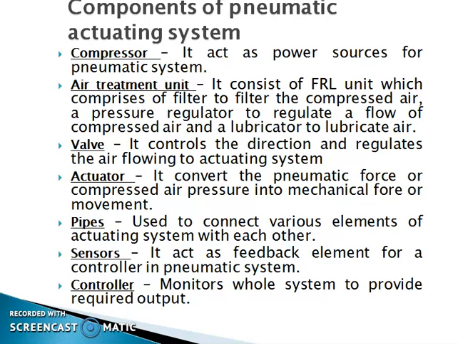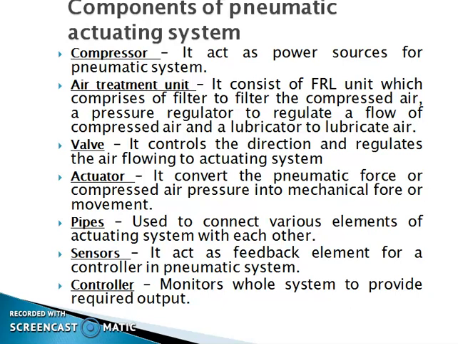Next is the components of a pneumatic actuating system. A pneumatic actuating system has a compressor and air treatment unit, valve, actuator, pipes and sensors. The air compressor supplies the flow of compressed air. The air treatment unit consists of a filter, a pressure regulator and a lubricator. The filter filters the compressed air, the pressure regulator regulates the air pressure, and the lubricator lubricates the air. The actuator converts the compressed air pressure into mechanical force, and the valve controls the movement.